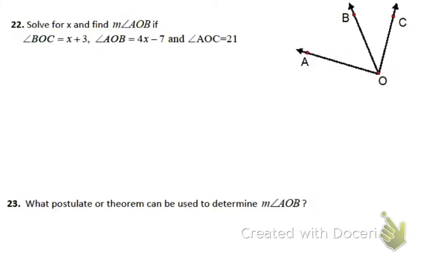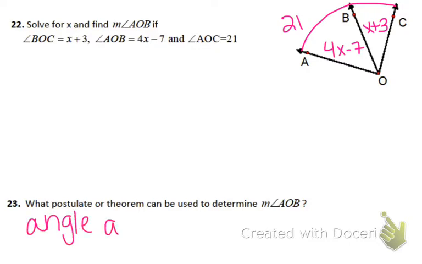All right, last problem. So angle BOC is x plus 3. So this right here is x plus 3. Angle AOB is 4x minus 7. And AOC, so that's this, is 21. So the angle addition postulate states that I can take AOB plus angle BOC, and that's going to equal the larger angle, angle AOC. So we already have our answer for 23. It's the angle addition postulate.